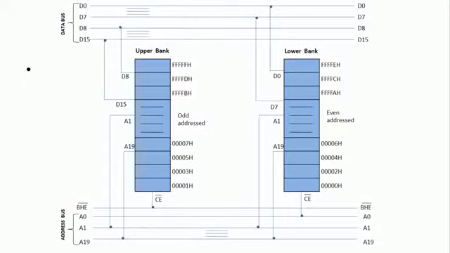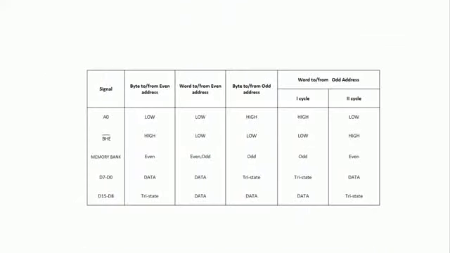If it is an odd address, obviously the microprocessor takes two bus cycles to perform the word read or write operation. Okay, this is what we are having.